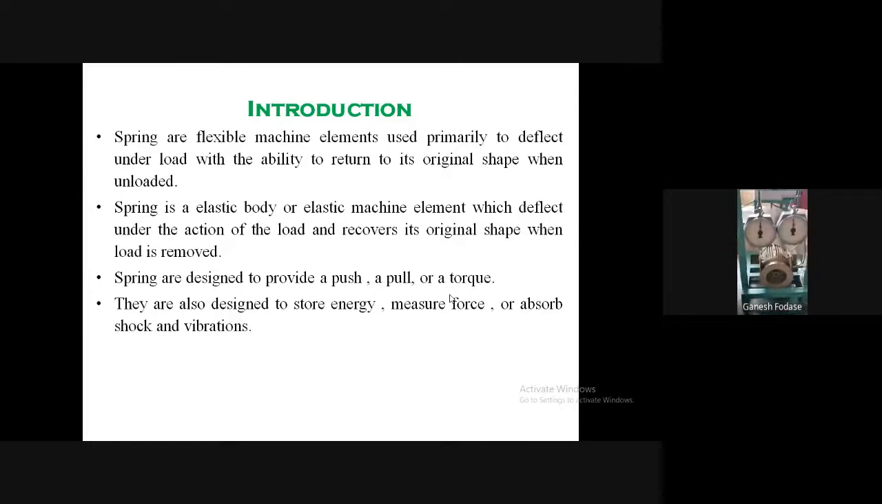Can you tell me any spring application here? Is any spring used here? This dynamometer is used to measure the torque. In the rope brake dynamometer, these two spring balances are used to get the torque, the difference of the two side tensions. So, is a spring used here?